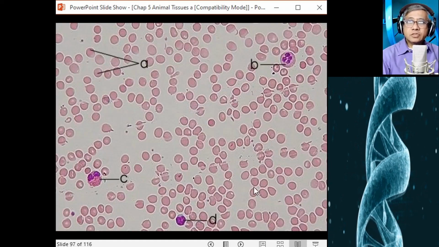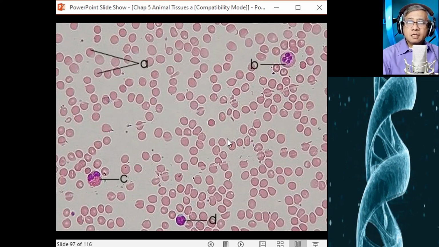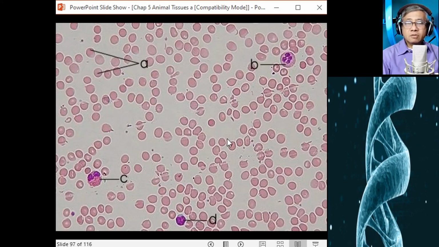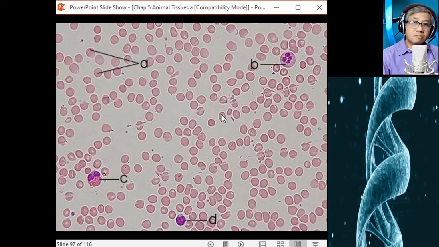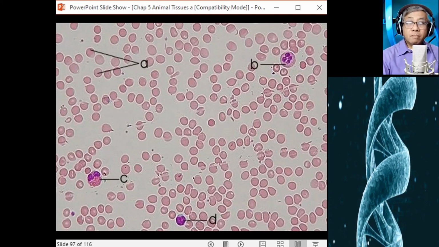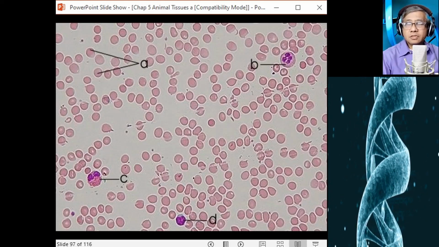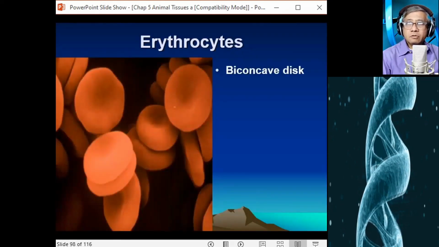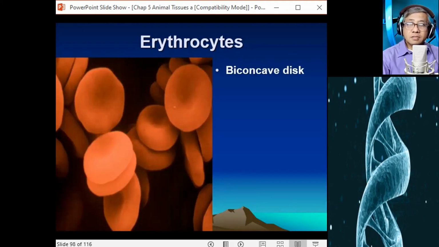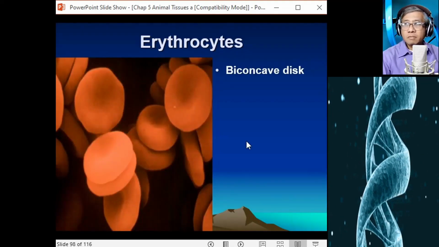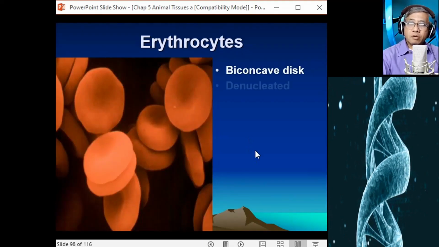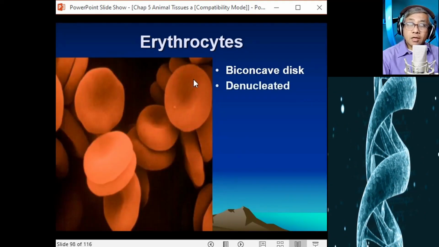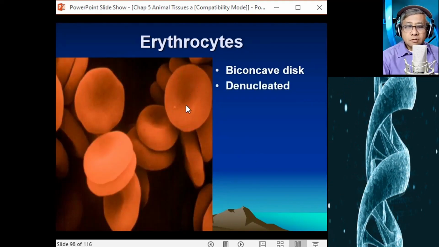Alright, so what you're seeing now on screen are the erythrocytes or the red blood cells. They are the most abundant of the blood cells, the erythrocytes. Now, under the microscope, the erythrocytes are biconcave discs, para silang donut o para silang salbabida. They are biconcave discs. They are denucleated, meaning wala silang nucleus.